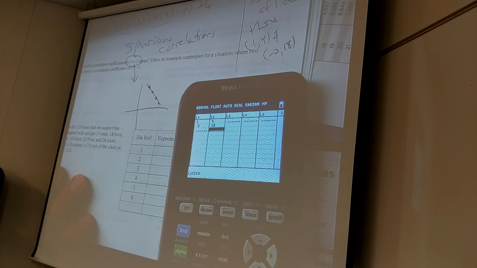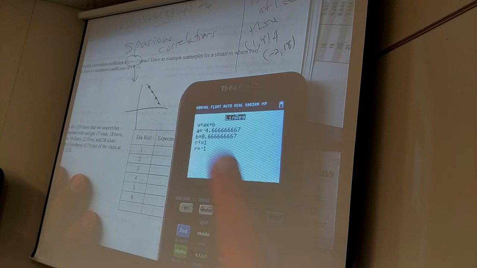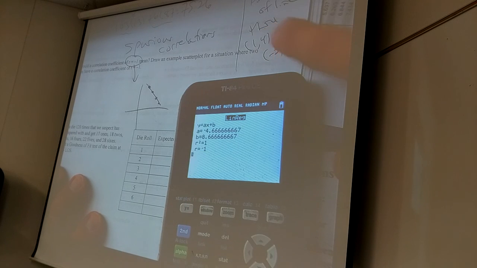Any 2 points has how many lines going through them? 1. Any 2 points defines a line. So r is going to be either 1 or negative 1. It's going to be perfect correlation. It's only 2 points, right? So watch this. It's kind of neat. If I do this, it actually tells me what the algebra teacher wanted from you. It tells me the slope and the y-intercept. And look, r is negative 1. Why is it negative? Because when x goes down, y went up.